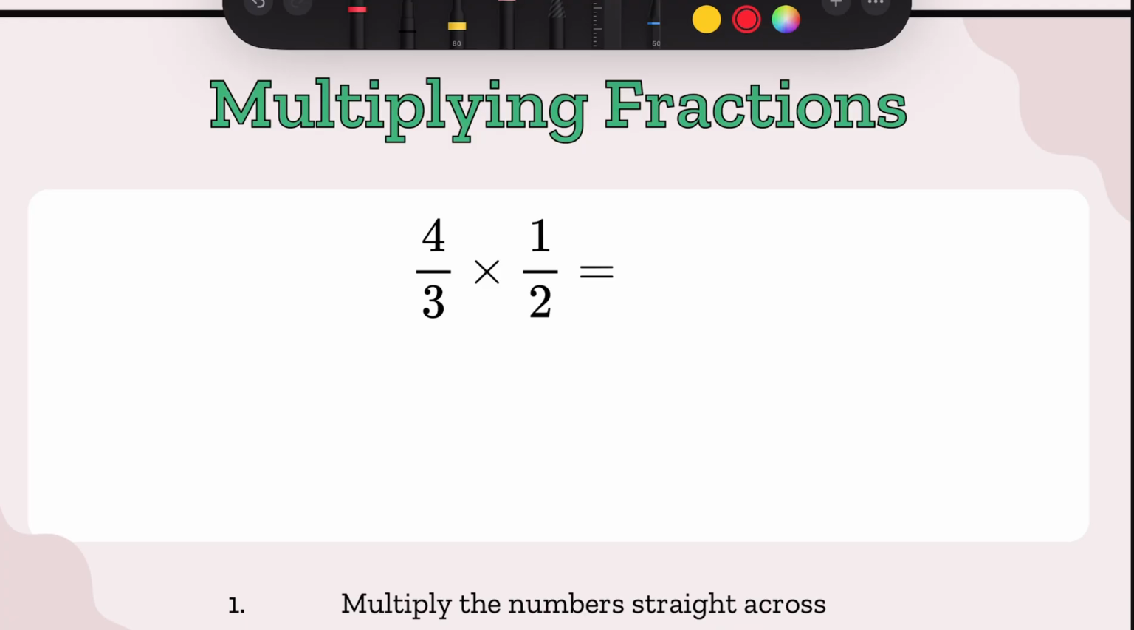So when it comes to multiplying fractions, all we have to do is multiply the numbers straight across. 4 times 1 is 4, and 3 times 2 is 6. And that's it. That's all we have to do. And now let's simplify. Let's divide both by 2, and I get 2 over 3.